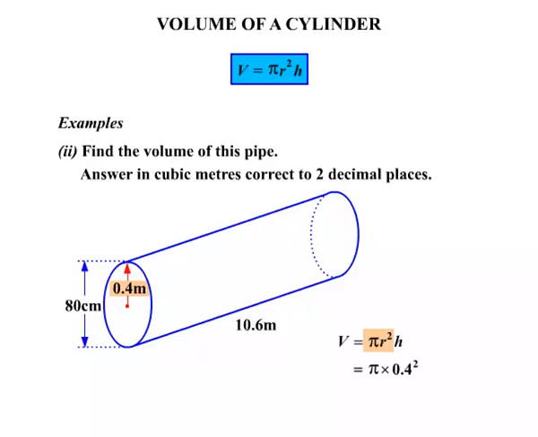So we write pi times the radius squared, so pi times 0.4 squared. We're multiplying by the height, which we already decided was 10.6. It's in meters, so I'm simply writing 10.6 there. And when we calculate that, it works out to be 5.33 cubic meters. It's been rounded off to 2 decimal places.